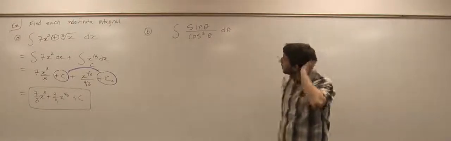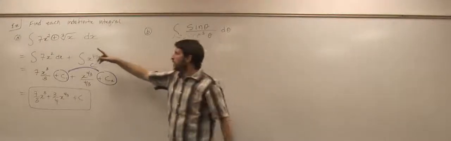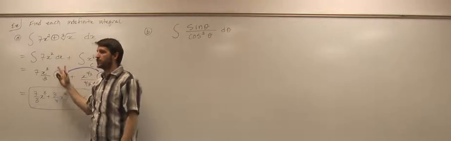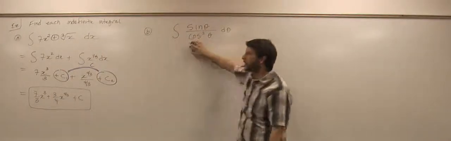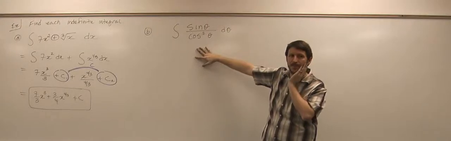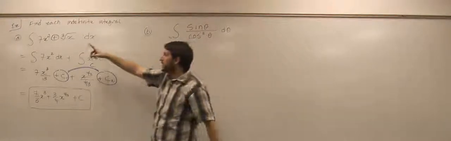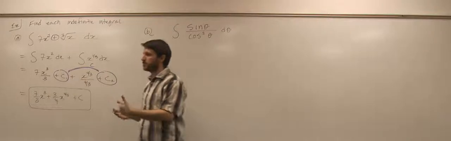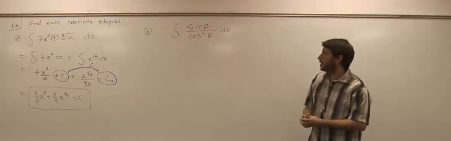So you've got to be careful here, right? You might think, well, you can split up the integral and just do the integral of sine and then divide it by the integral of cosine. Does that work? No. You can only split up the integral if it's addition or subtraction. Division and multiplication, you have to simplify first.